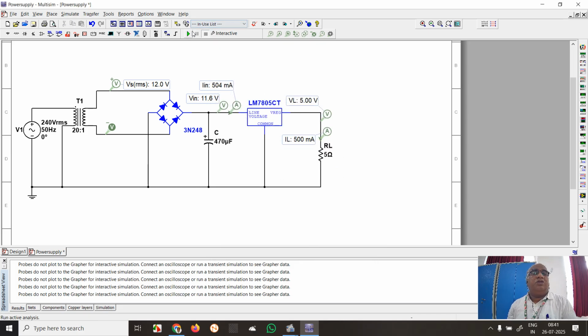If I further decrease the load resistance, that is, I want to increase the load current, I make the load resistance 5 ohms. It is nearly 1 ampere, 936 milliamperes, but the load voltage has decreased.